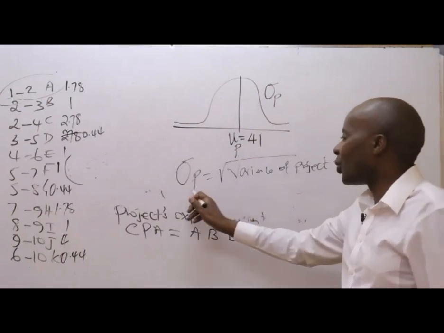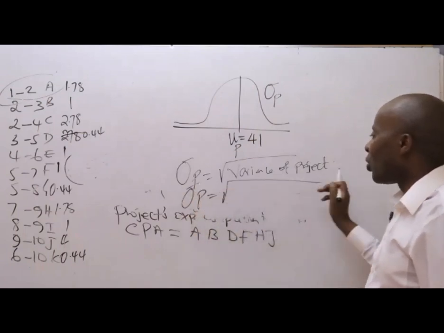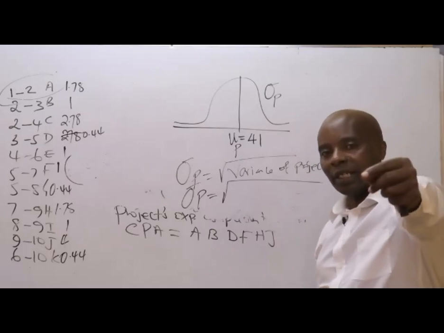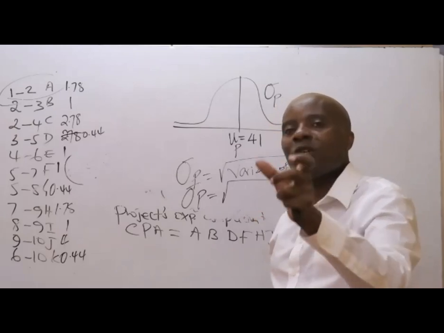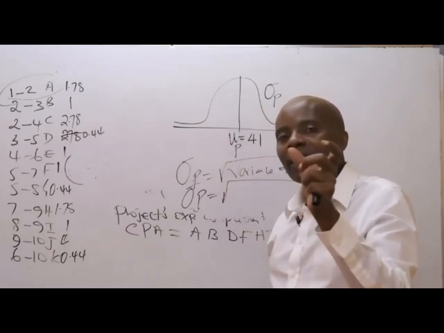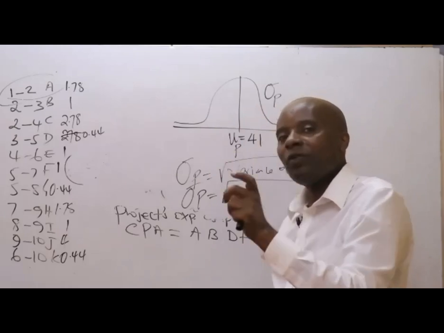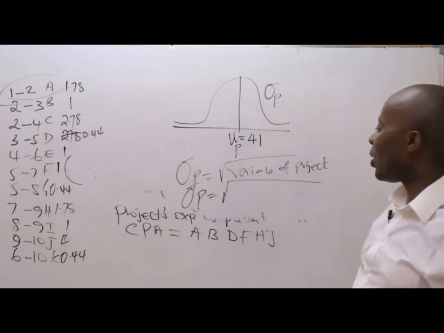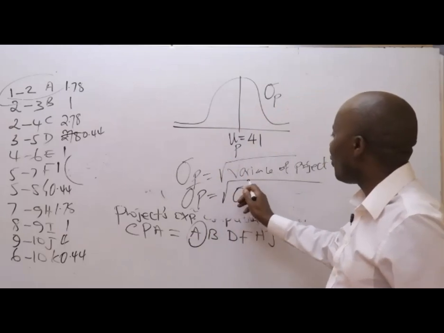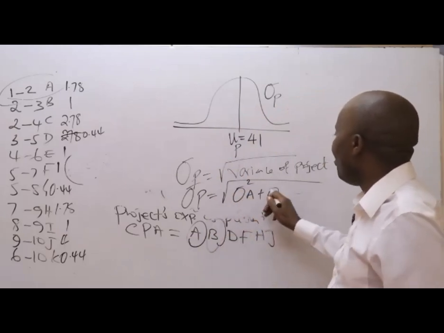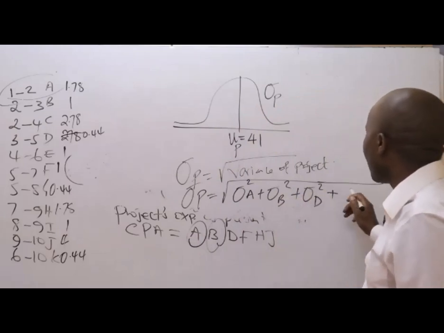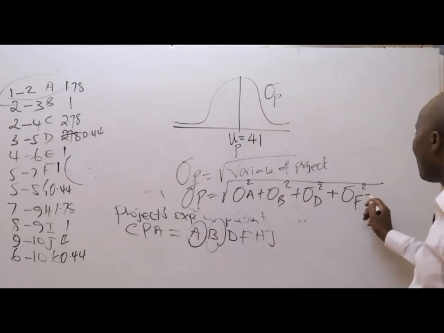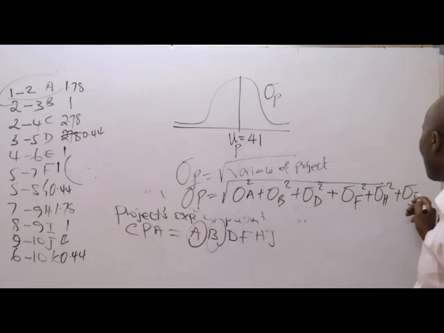And then this now translates to this. Standard deviation of the project will be equal to the square root of the variance of the project. Listen. Variance of the project normally is the sum of critical activity variances. So for critical activities, we have variance of A plus variance of B plus variance of D plus variance of F plus variance of H plus variance of J.